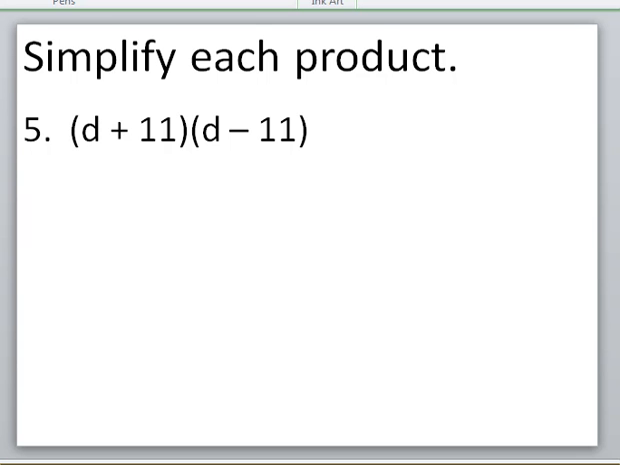Seeing only perfect square trinomials, so now we're going to look at difference of squares. This is what a difference of squares looks like at the end. At the beginning, it looks like this. So we're going to go ahead and distribute the d through. D times d is d squared. D times negative 11 is negative 11d.